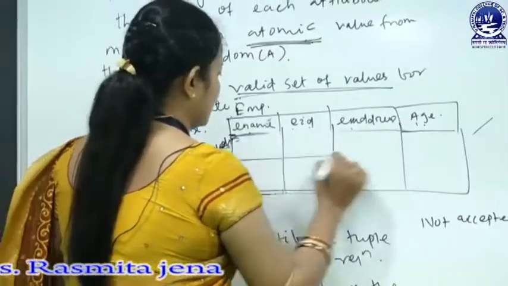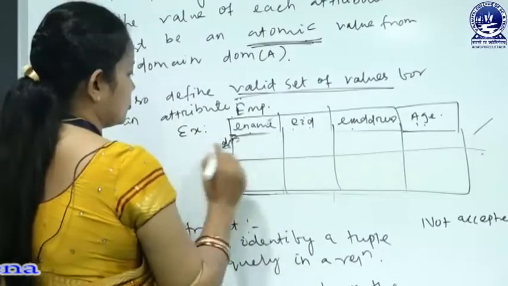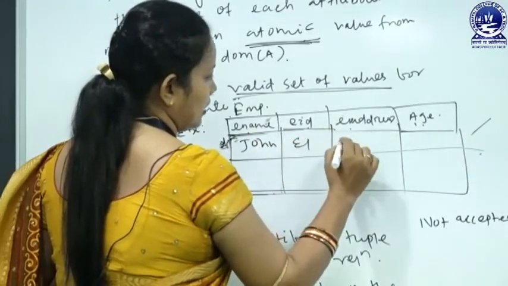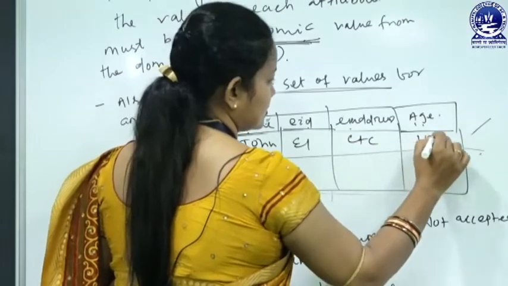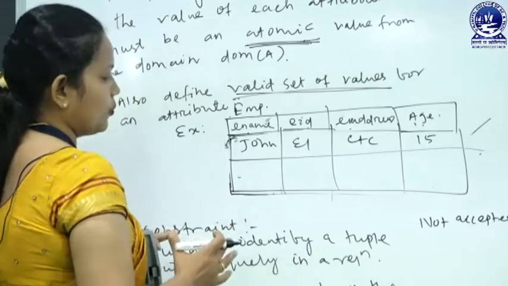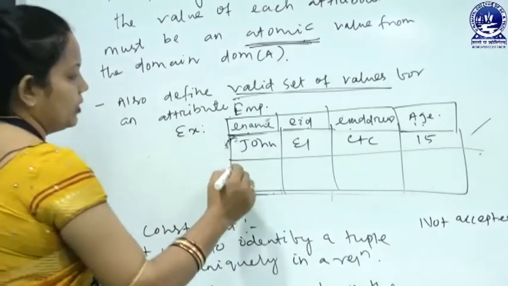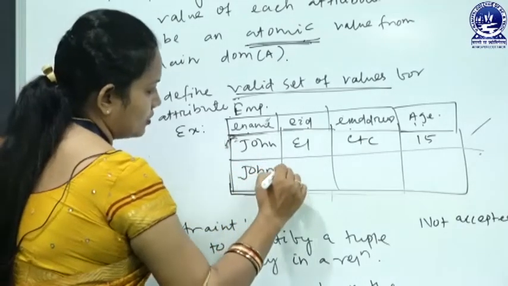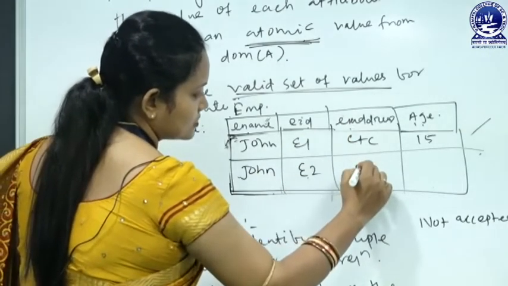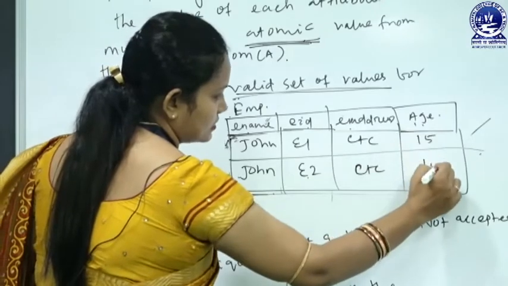Suppose the employee name is John, ID is E1, address is CTC and age is 15. If I put the same combination of values for a second tuple, that means John, e-id is E2, address is suppose CTC and age is 15.